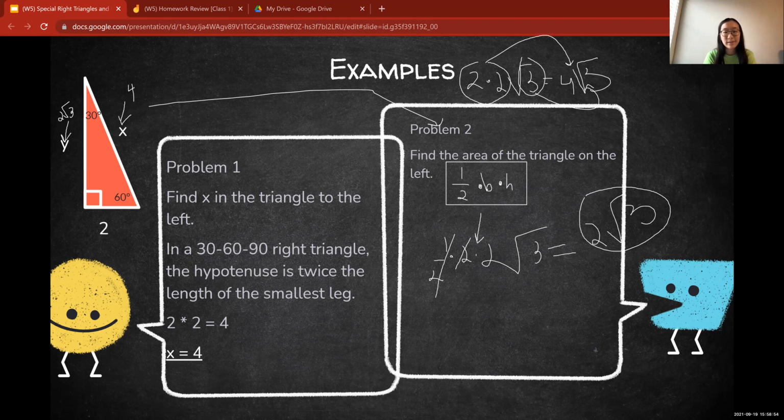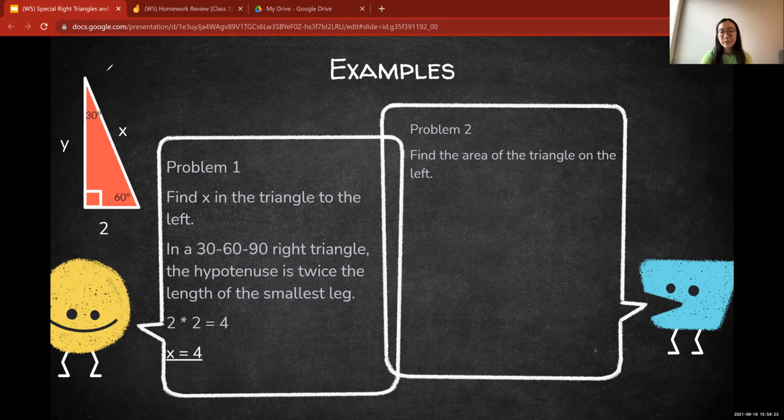The height of the triangle is 2 radical 3, because if you remember from before, the rule for the 30, 60, 90 right triangle is that there's x, which is the shortest leg, the hypotenuse is 2x, and the other leg is x radical 3. So in this case, that leg would be 2 radical 3. Okay, yeah, I understand. That makes much more sense. Okay. Thanks for asking.